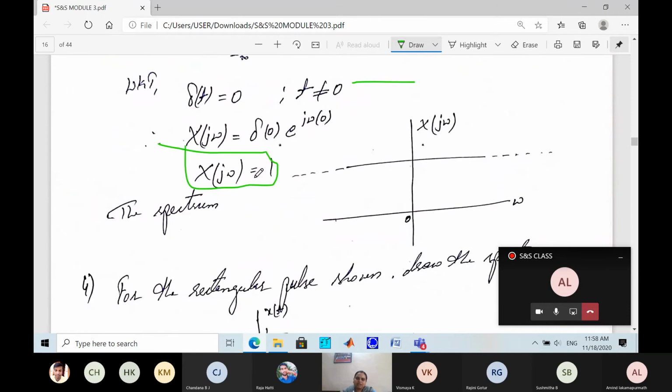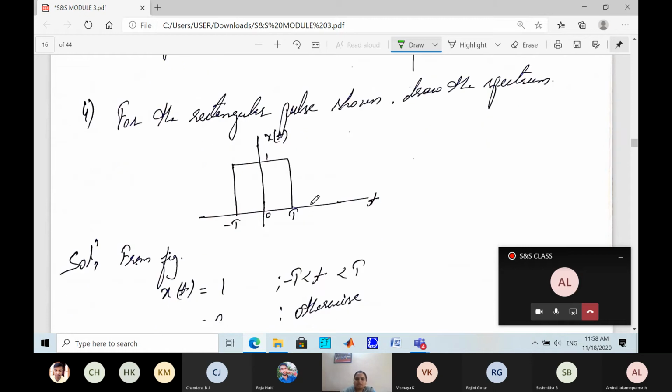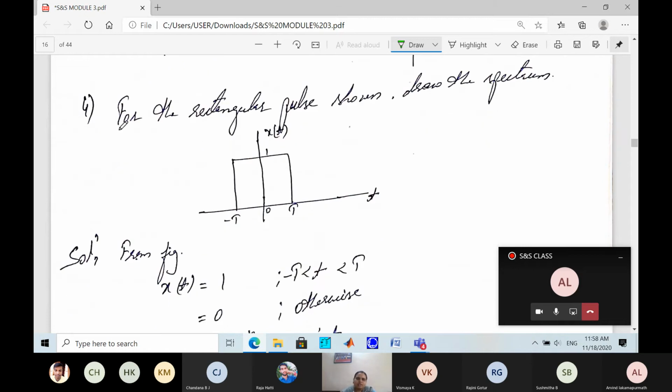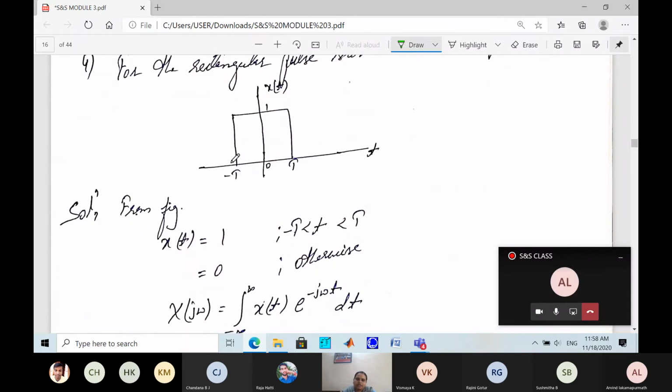These basic formulas may be asked in your competitive exams. What is the Fourier transform of delta of t, or of the unit step function? These are the main formulas. If you remember them, it will be easy to solve the problems, even if they are combined. Okay, this is one problem. We'll go for one more problem: for the rectangular pulse shown in the figure, draw its spectrum. Here a signal is given which varies from minus t to plus t with amplitude 1, a rectangular pulse. From the figure, what can we write?